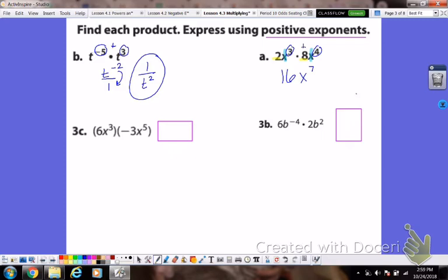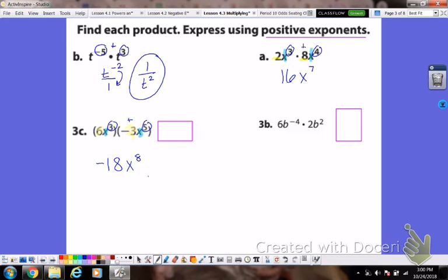All right, in 3C, we have 6x to the 3rd times negative 3x to the 5th. Just like that last one, we've got an x for our like bases, so x and x. And for our unlike bases, we have 6 and negative 3. So 6 times negative 3 gives us negative 18. Add the exponents of our like bases, so 3 plus 5 gives us x to the 8th.